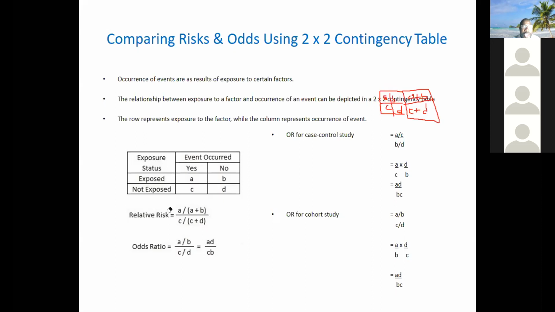So A all over A plus B, when A becomes small, becomes A all over B. Can you see? C all over C plus D becomes C all over D. Is it not the same thing as AD all over BC, which is the formula of odds ratio? So when the disease is rare, the relative risk approximates the odds ratio.